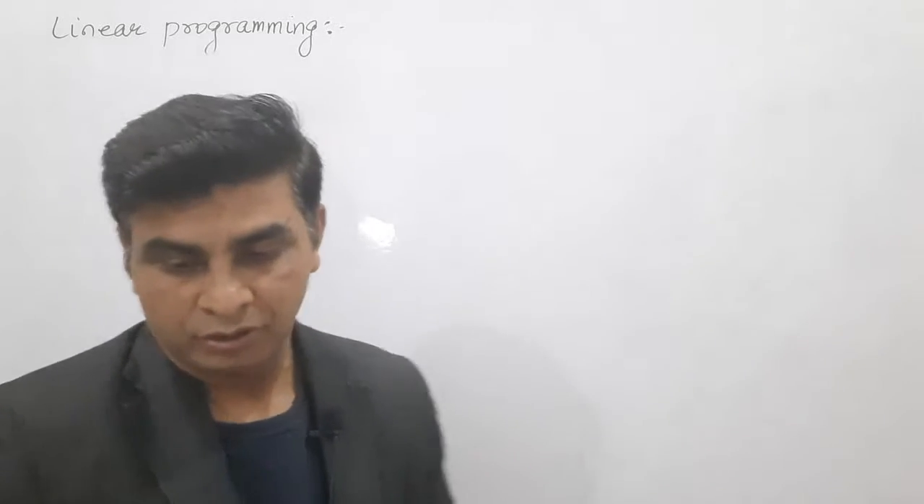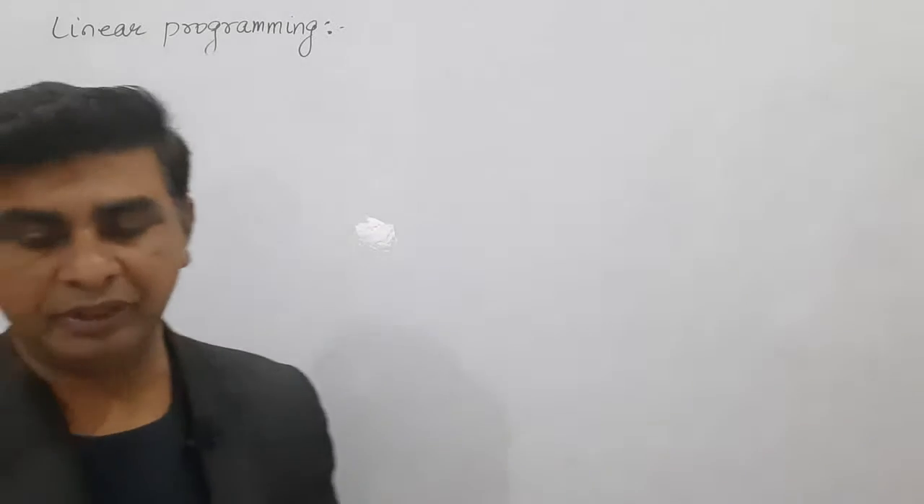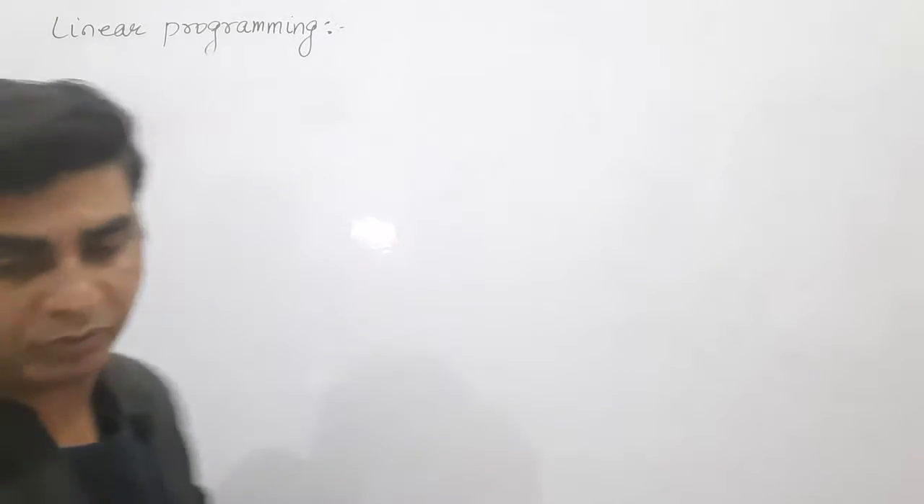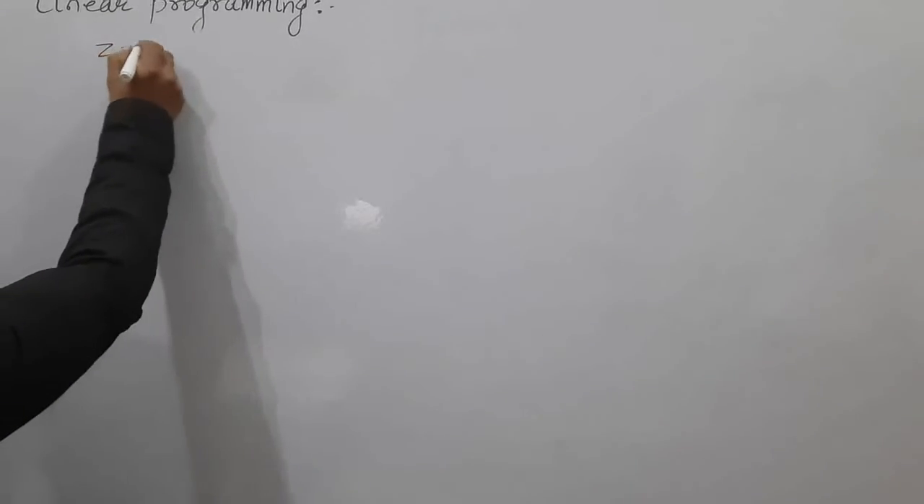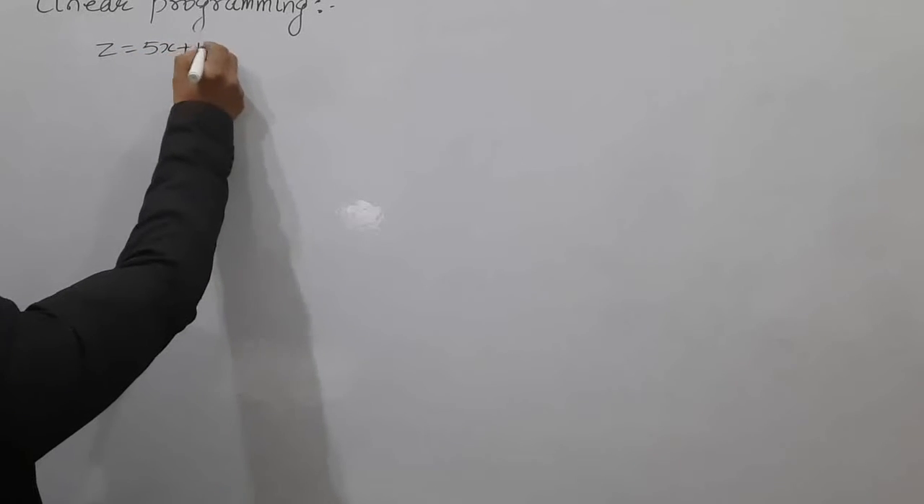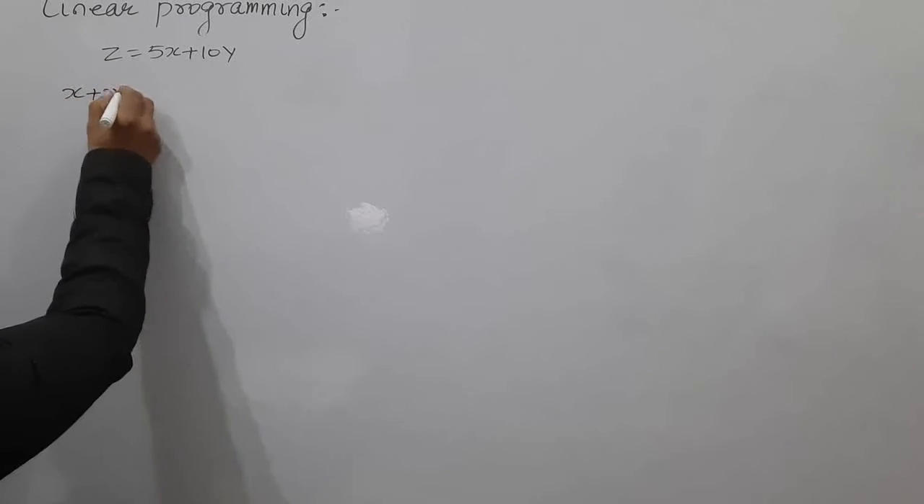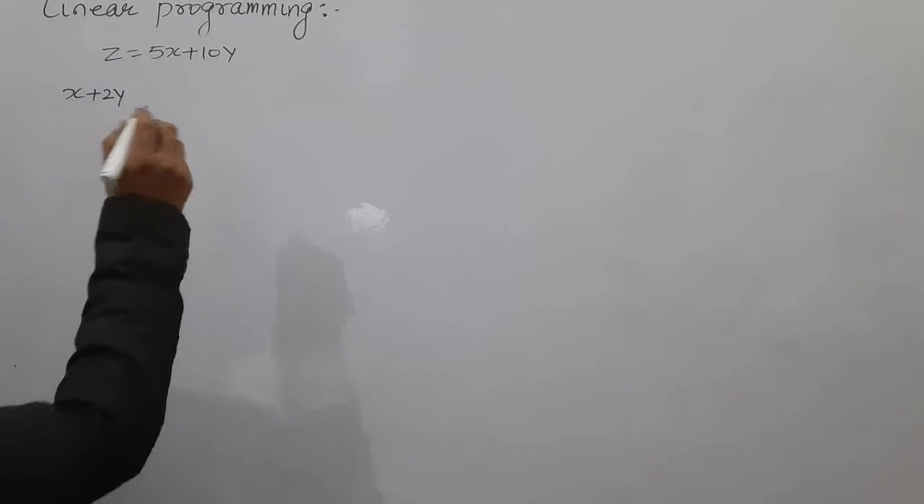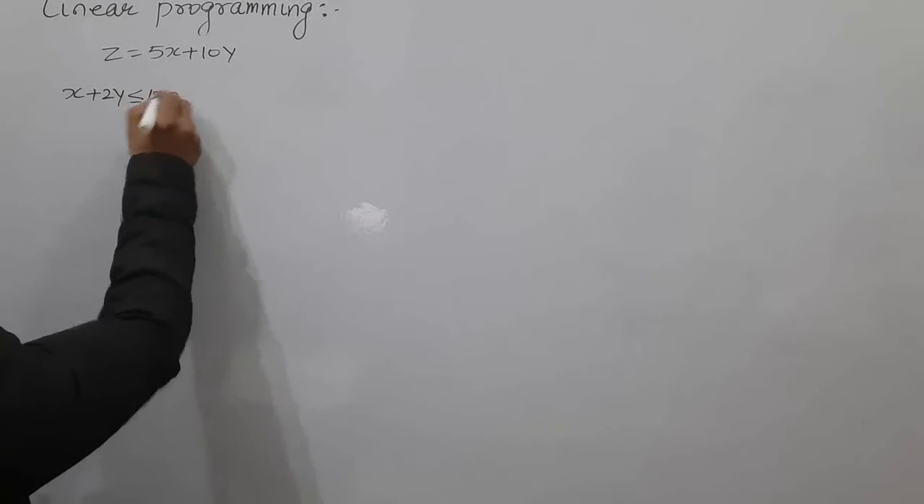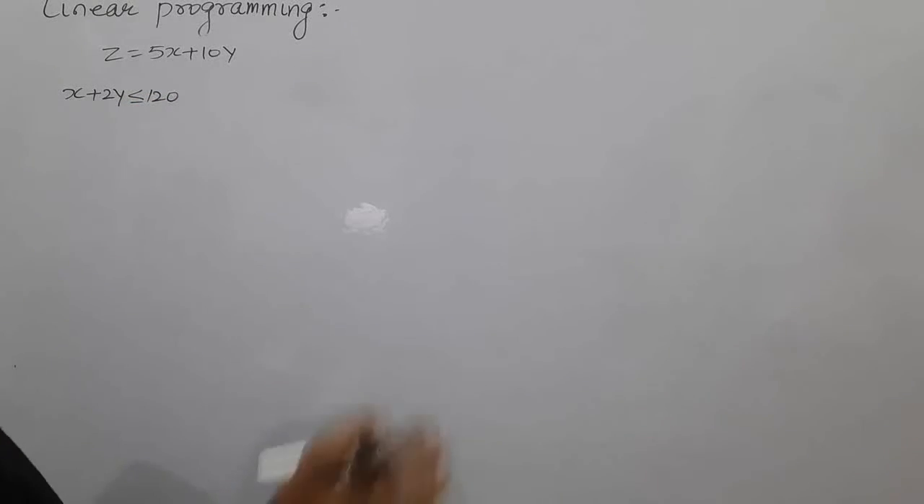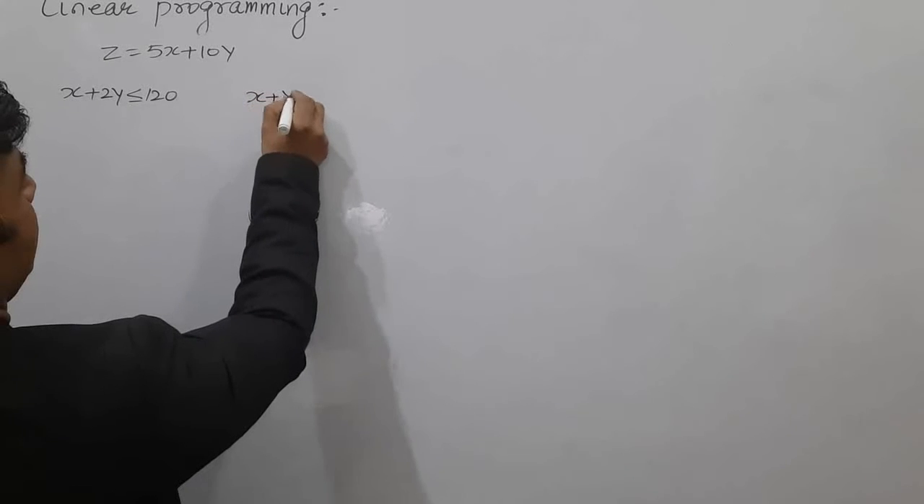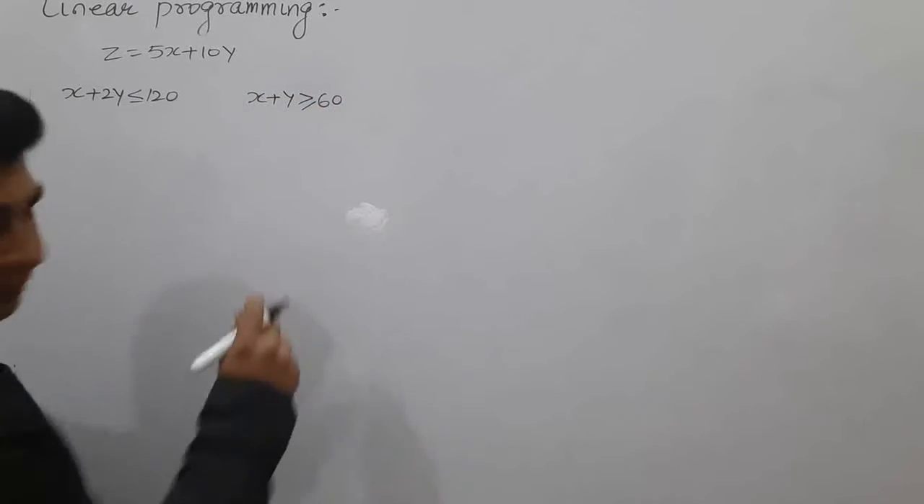We are doing chapter number 12 and let me do question number 7 from your exercise 12.1 today. Question number 7 states that we have to minimize or maximize the function z equal to 5x plus 10y, and this function is subjected to the constraints. Number 1 is x plus 2y less than or equal to 120. Second is x plus y greater than or equal to 60.